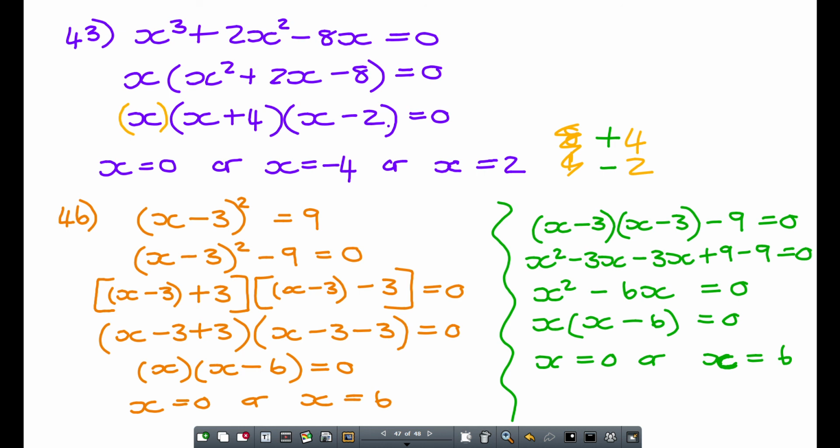Okay, so we're going to use the same thing now. We're still solving the following equations, and we use those same steps. Right? Take everything to the left, and then factorize, and then solve for x.